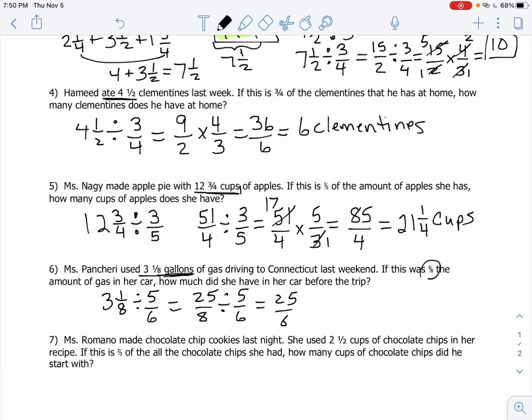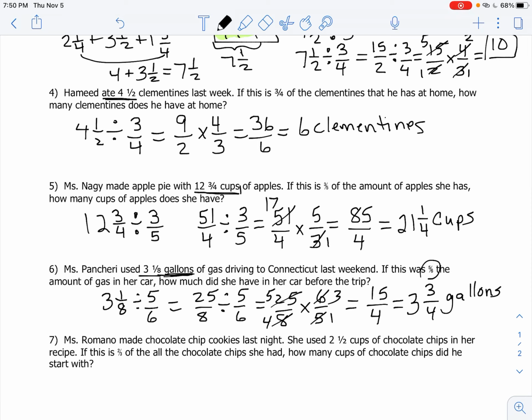Let's keep the first fraction how it is. We're going to change the division to multiplication and flip that fraction over. And let's go ahead and cross reduce. 5 goes into 5 once. 5 goes into 25 5 times. 2 goes into 6 3 times. 2 goes into 8 4 times. So now in our numerator we have 5 times 3, which is 15, and 4 times 1, which is 4. 4 goes into 15 3 times, that's 12. So that means we have 3 left over. Denominator stays the same. So she had 3 3/4 gallons beforehand.